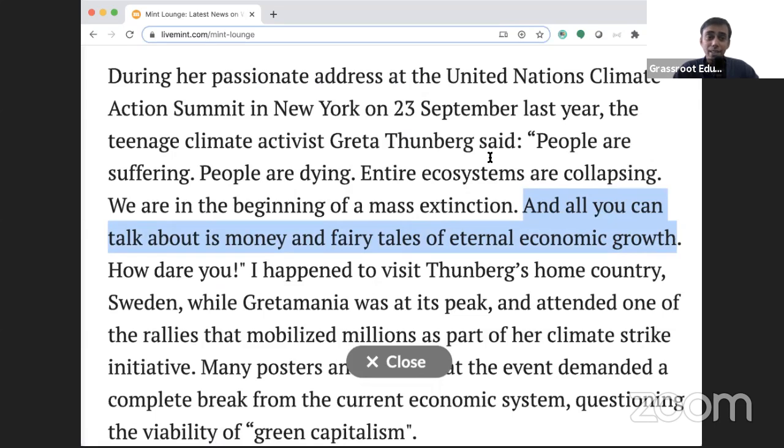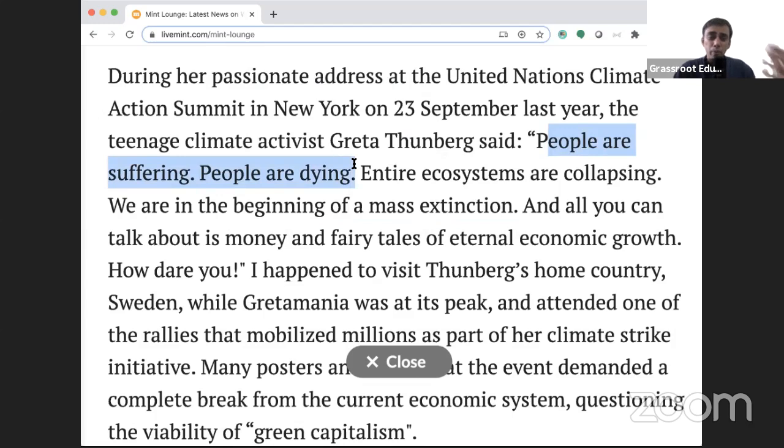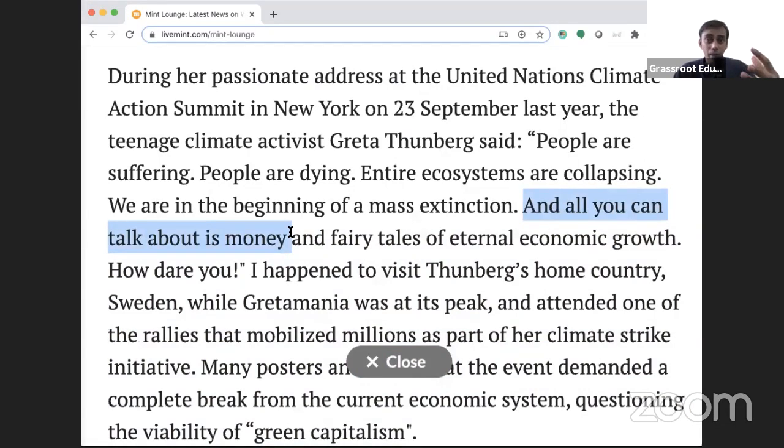Okay, so she is basically upset and she's saying that people are suffering, people are dying, people are becoming poor, right? And we are in the beginning of a mass extinction. So say there is some big blast in some factory, right? And then what if these chemicals get released and people die, etc.? So she's painting that kind of a picture. Okay, and then she's saying, but all you can talk about is money, right? About how we can grow and how we can earn more, and fairy tales of eternal economic growth. Like we'll keep growing and growing just by extracting more from planet Earth. Okay, good.